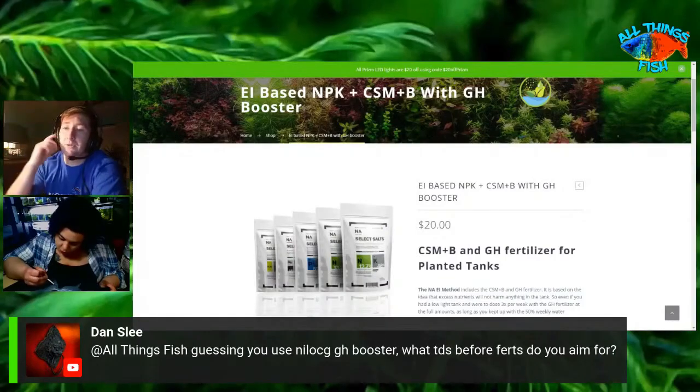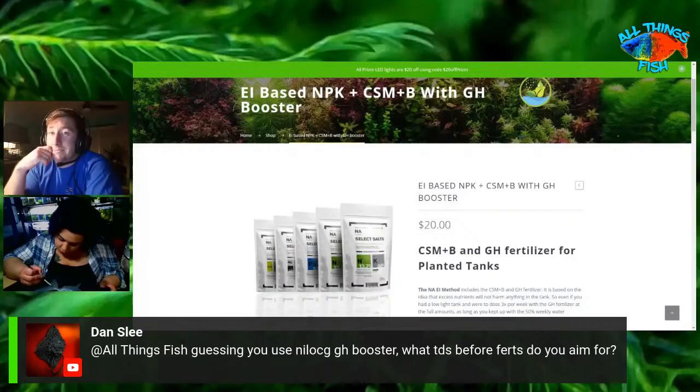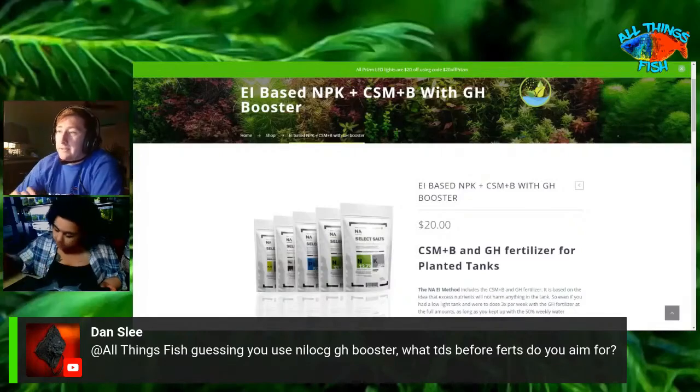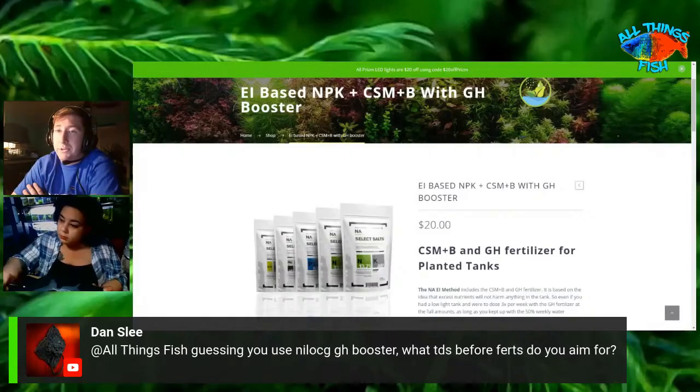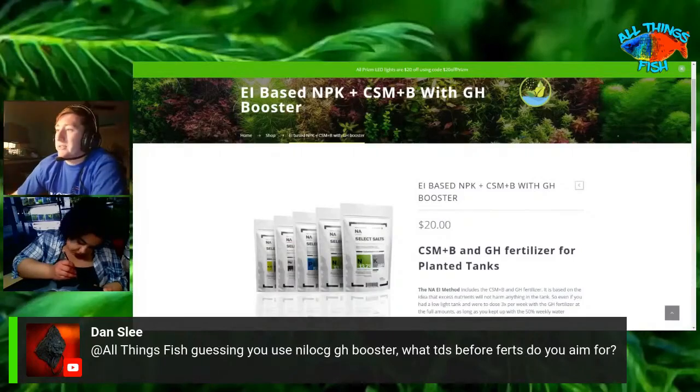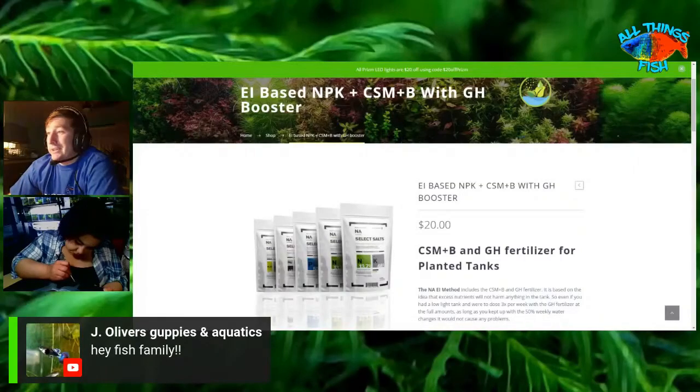Dan Slee said, guessing you use the NilocG GH booster. What TDS before ferts do you aim for? I actually don't. So I keep fairly soft water type fish. I use straight RODI in my tank for all my water changes. I dose just the EI based NPK CSM plus B without GH booster. So I don't use it. And I have Amazonia in there. It's a couple years old though, so its buffering capability is probably about exhausted. But I keep soft water fish for the most part. So honestly, what TDS do I aim for? Don't really aim for anything, man.